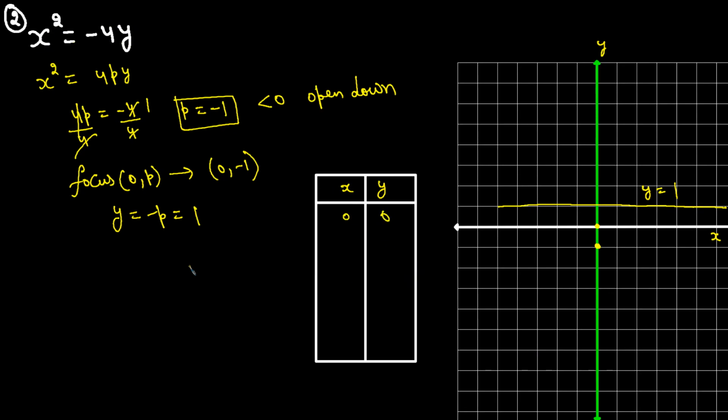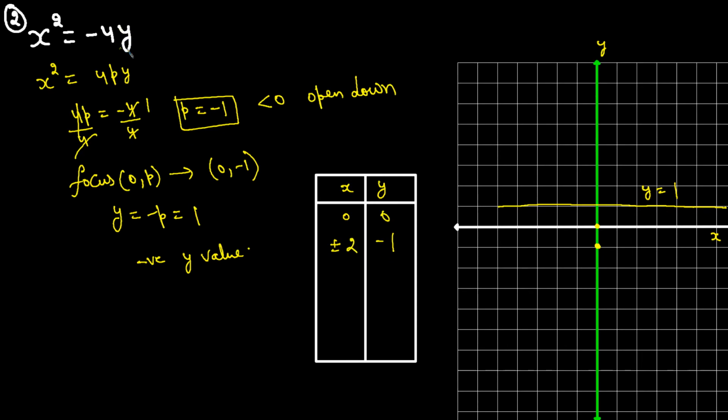So now, in this case, p is negative, it's going to open down. So that means there is no positive y value. So we're gonna use only negative y values to save your time. Okay, so just use negative y values. So negative 1 gives me plus minus 2.